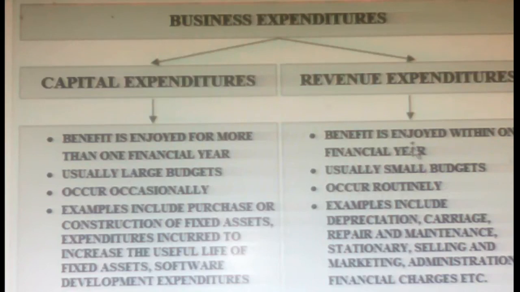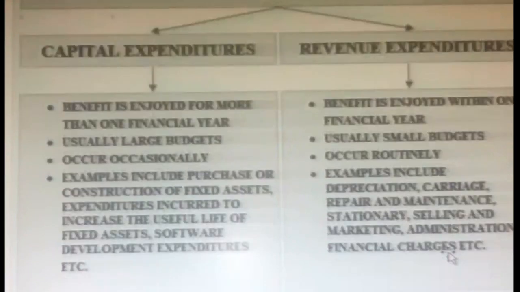Coming here for revenue expenditure, benefit is enjoyed within one financial year, usually small budgets, correct? Then occurs routinely, regularly you are spending for day-to-day activities, correct? That's what is called revenue expenditure. So examples, correct, depreciation. For any asset, definitely there is depreciation. Then carriage, repair, maintenance, stationery, selling, marketing, administration. These come under it, every year you are maintaining the same, consistent with the business, correct?